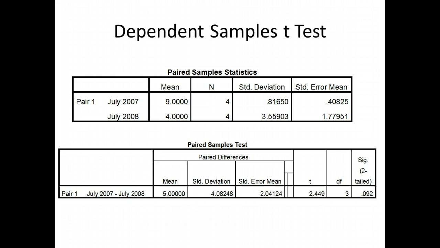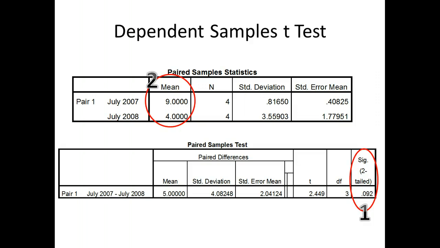A dependent samples t works pretty much the same way. First, look at the p-value associated with the t here. Again, I've managed to pick one that is not statistically significant. If it were statistically significant, I would then look at the means.